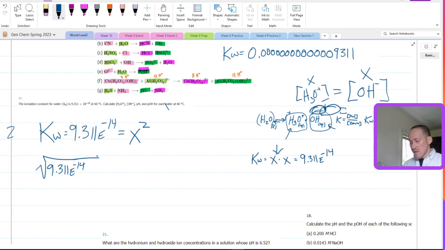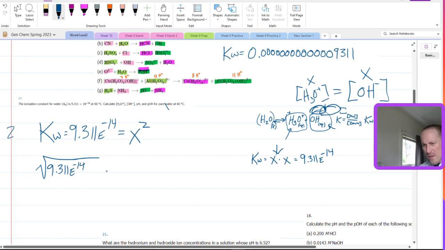If not, I'll just use Desmos or something. So the square root of that, which, could we have done this in our head? Actually, now that I just got the answer, I'm like, actually, maybe. We're close. But that's what it is. So that is going to equal the concentration of both. That's that part of the answer.